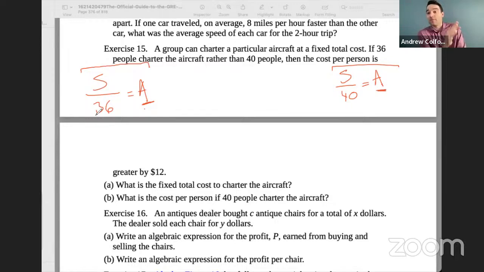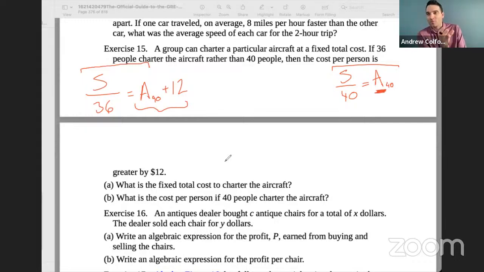Right, it's going to be higher on the left. So basically, let's call this the average when there's 40 people, and this is the average when there's 36 people. But I can rewrite this as the average when there's 40 people plus 12, right? This side is going to be 12 greater than that. I'll pause right there and ask if that makes sense.